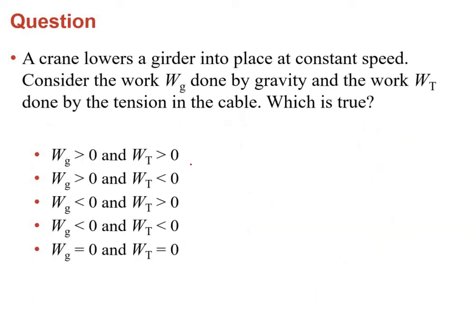Let's answer another question. This is related to work. In this case, you have a crane that lowers a girder, and it's being lowered at constant speed. There's work done by gravity and work done by tension. Which one of these is true? Which one of these is positive, negative, or 0, or both are 0? Think about it, and it's constant speed. Pause the video and think about it.